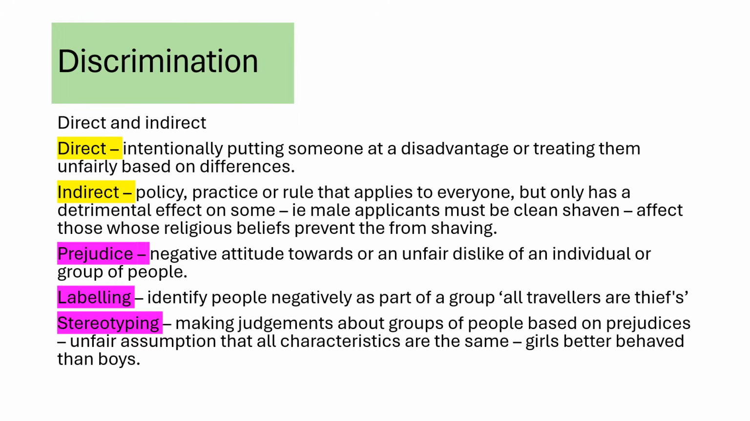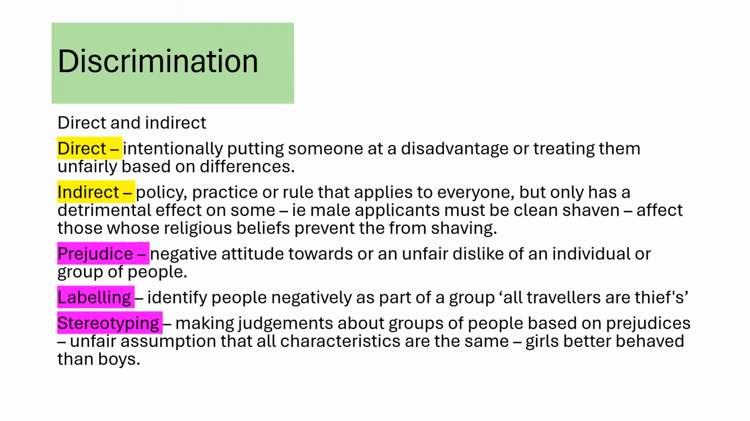For the exam, you need to make sure you know different forms of discrimination, direct and indirect. I think it was summer of 23, there was a question which quite a lot of students got wrong on being able to give an example for direct and indirect discrimination. So direct discrimination is intentionally putting someone at a disadvantage or treating them unfairly based on their differences. And indirect is a policy or practice that applies to everybody, but has a detrimental effect on only some people. So the example they give here is a male applicant must be clean shaven. Well, for those people that can't be clean shaven for their religion, this is indirectly discriminating against them.